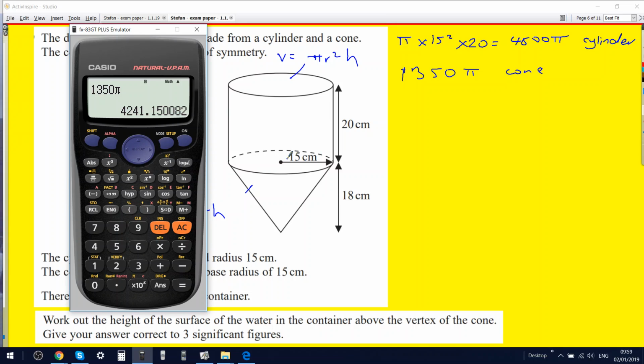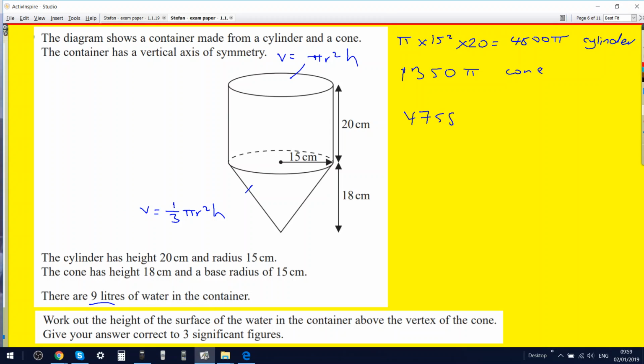So these are centimeters, which are similar to milliliters. So let's say 9 liters is 9,000 milliliters. Okay. So the 9,000, take away that. Okay, so the first, let's say 4758.8. So 9,000 minus this much, minus the cone, leaves us with this amount of water.